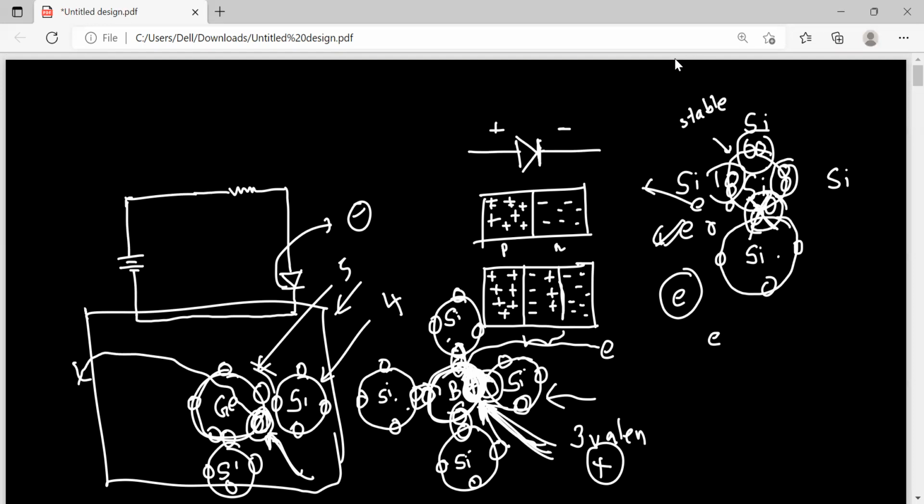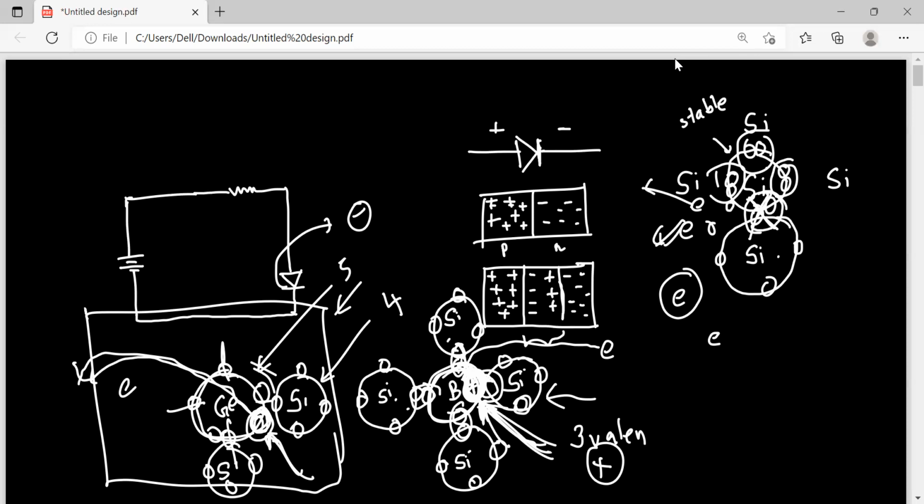Because the germanium is already in a stable position, as it has covered 8 electrons in the valence shell by having bonds with those 4 silicon atoms surrounding that germanium, there is another valence electron which can act as a free electron. So this is the concept behind p-type and n-type.